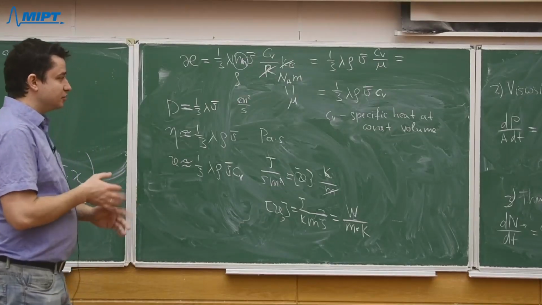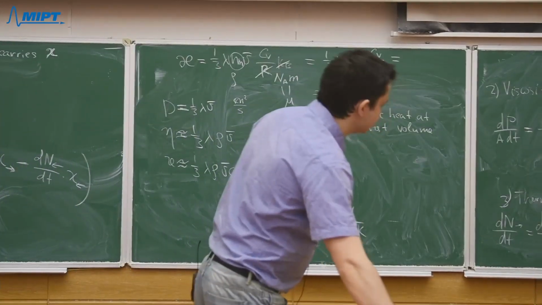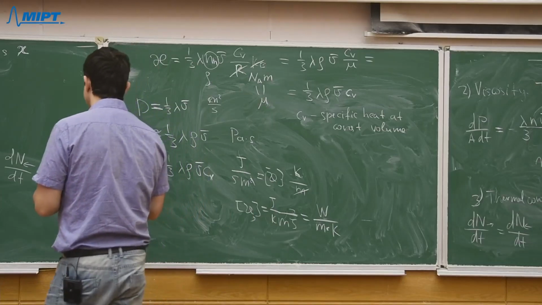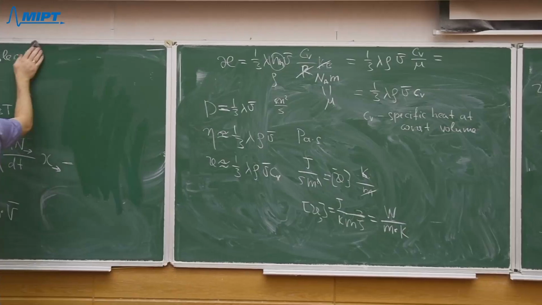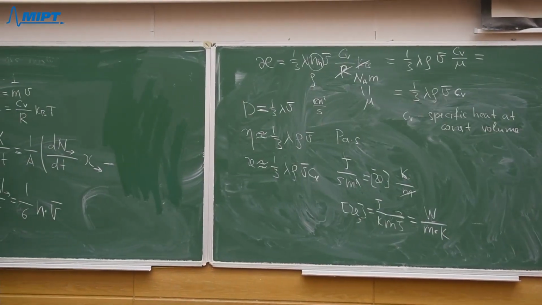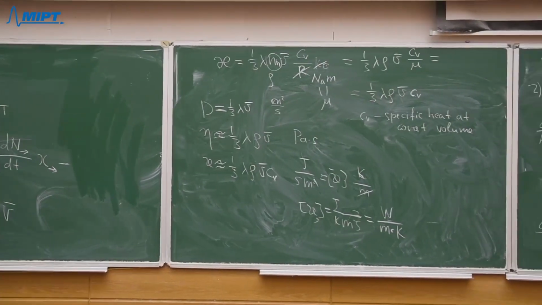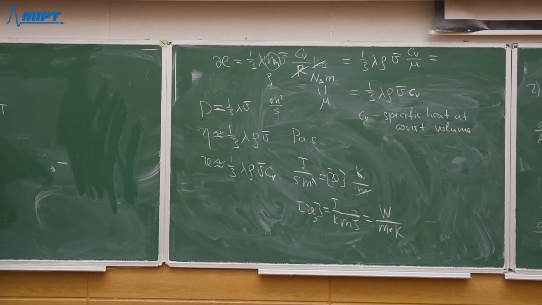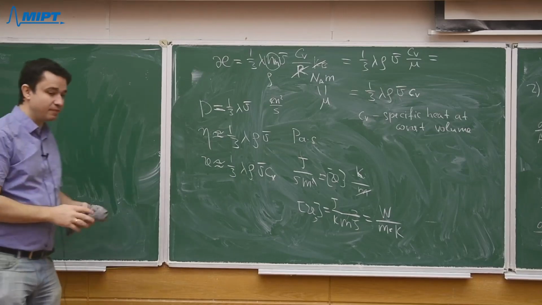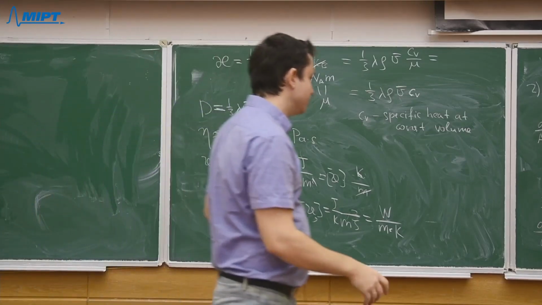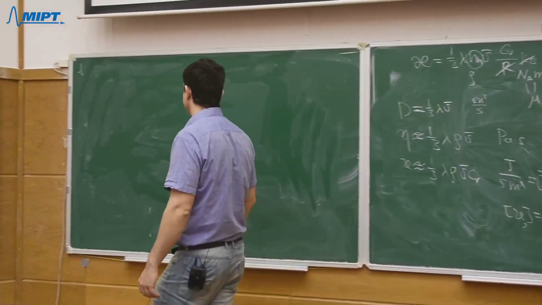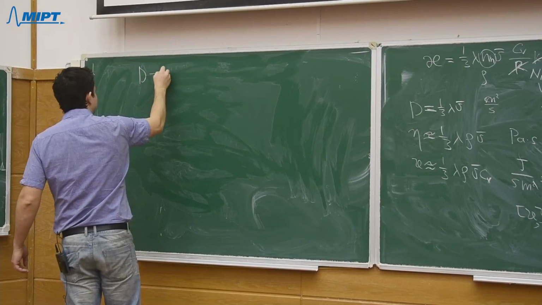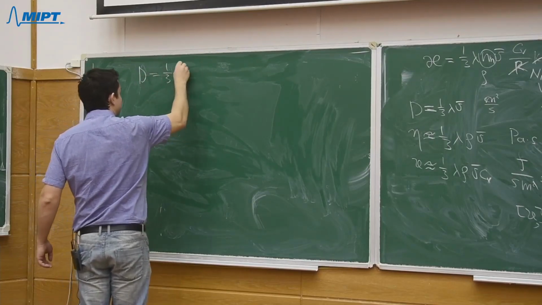Okay, so the next part: now that we have established this formula, I'm going to look at how these coefficients change as I change the conditions of the system. So let's say I keep my system at a constant temperature, but change, for example, its density. What would change with these coefficients? That's very important. So let's start with the diffusion coefficient. D equals 1/3 lambda times mean speed.